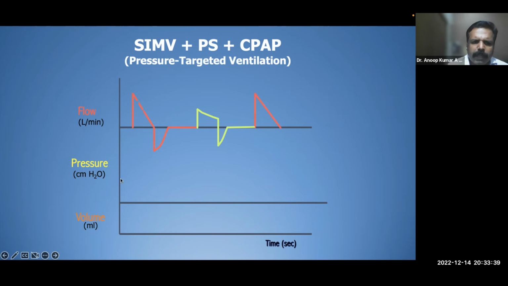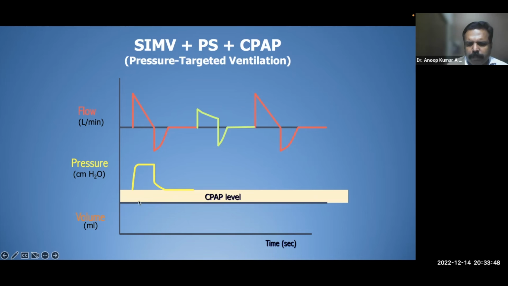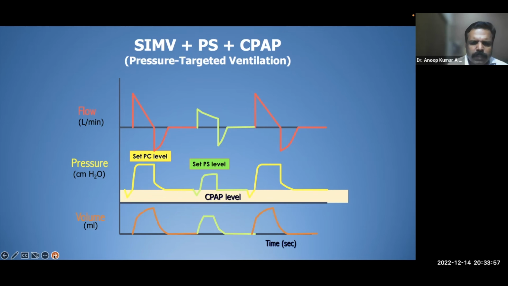So when we apply a PEEP here, just like the CPAP in the initial mode, the baseline will be deflected upwards. So the pressure is always maintained at the set PEEP level or CPAP level in the airways. So this is regarding SIMV with pressure support along with the PEEP or CPAP.